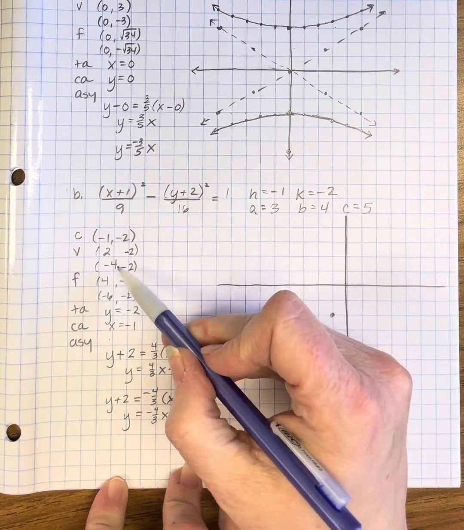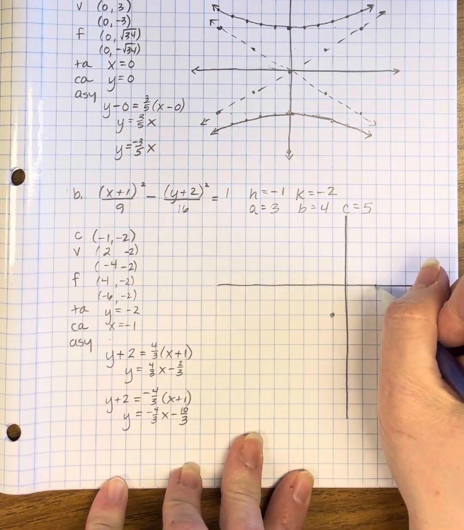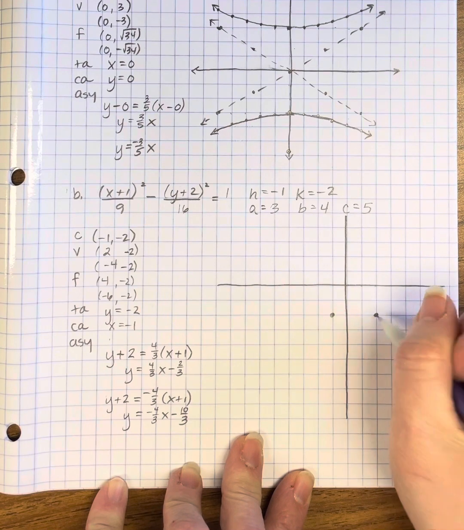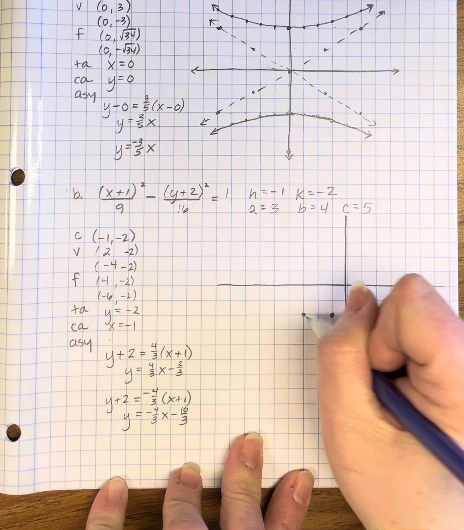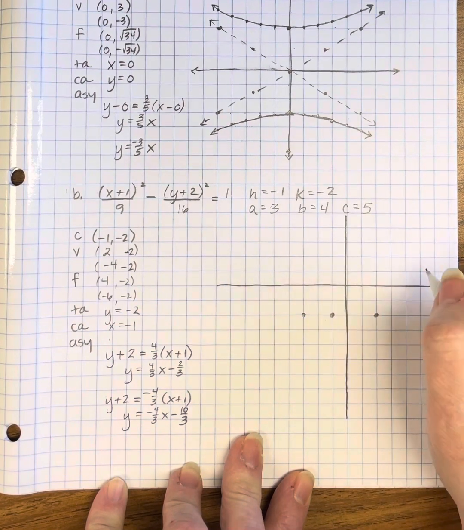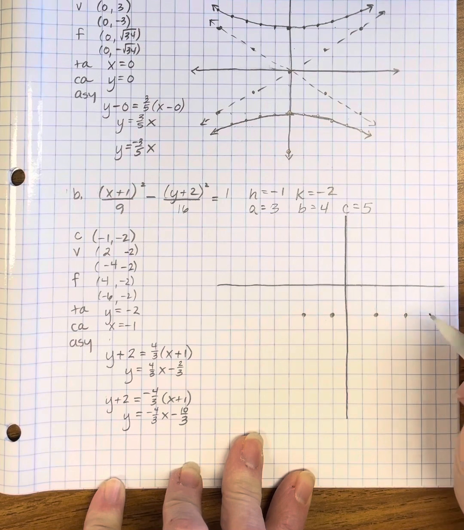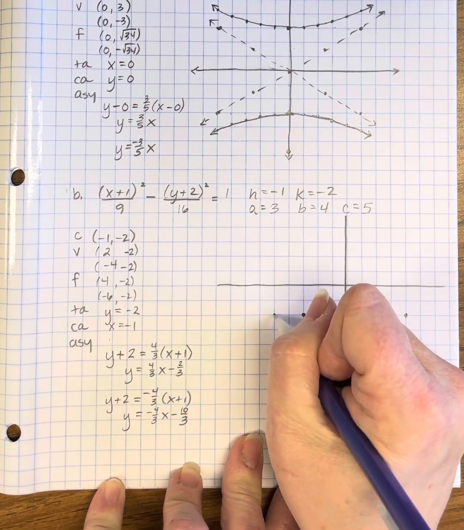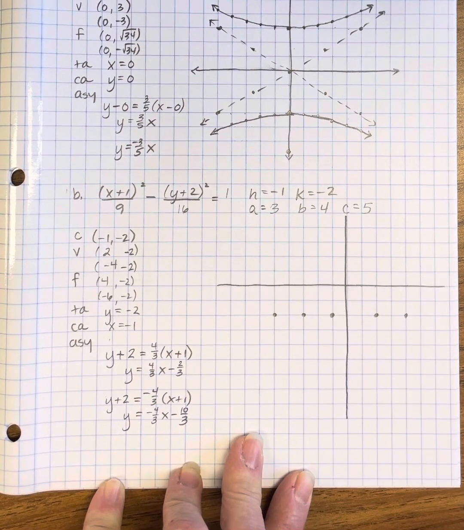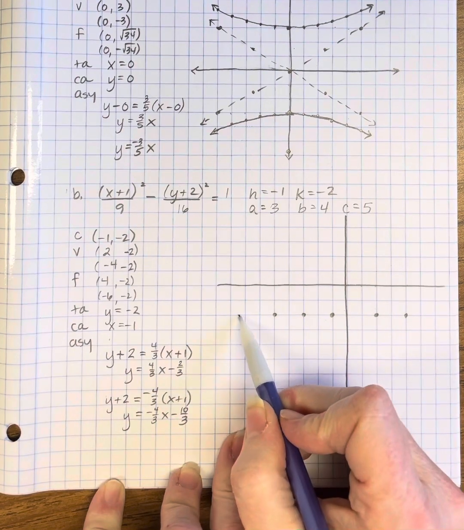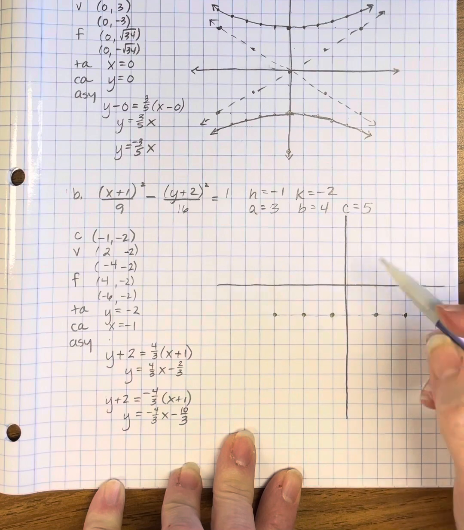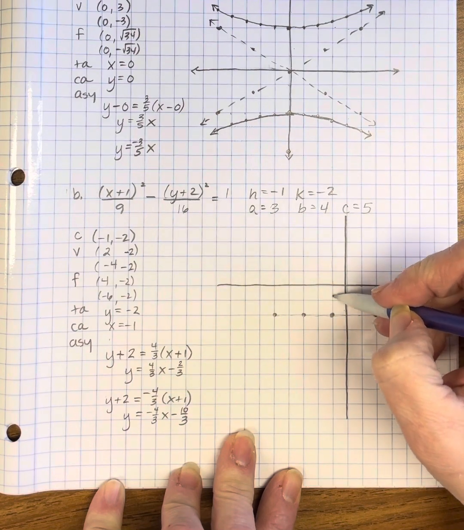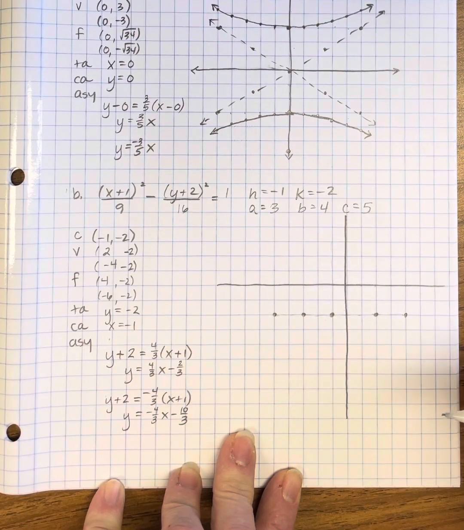My vertices are at 2, negative 2, and negative 4, negative 2. My foci are at 4, negative 2, and negative 6, negative 2. This is going to be your transverse axis. This is going to be your conjugate axis. Again, we don't have to graph those.